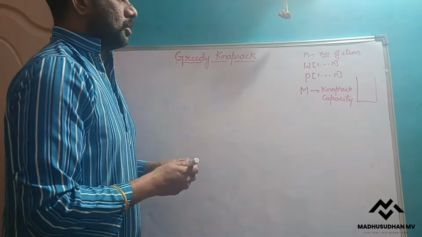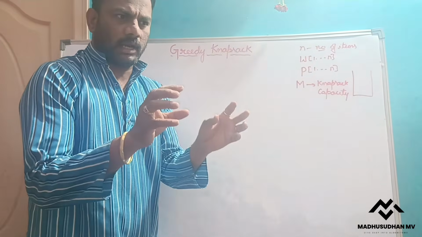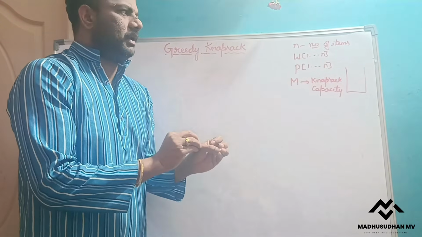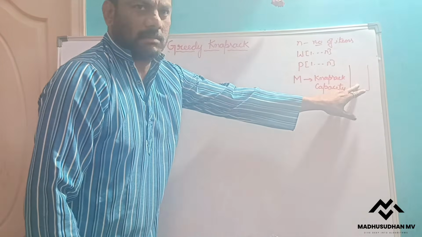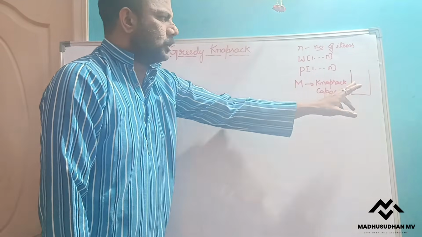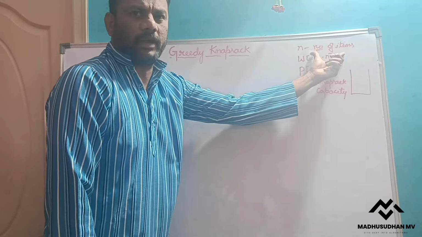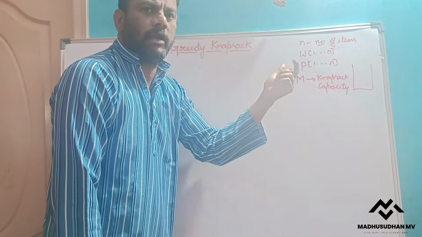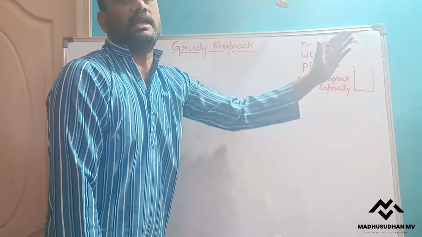Now what we have to do? Given some number of items, out of these items we need to select a few items in such a way that we get maximum profit. The condition is that we should not exceed the maximum capacity of the knapsack. For example, assume the knapsack capacity is 10 kg. Out of n items, we need to select a few such that the total weight of the selected items is less than or equal to 10 kg, and should not exceed 10 kg.